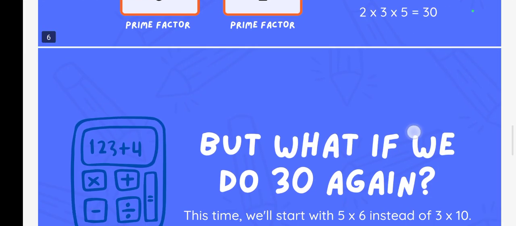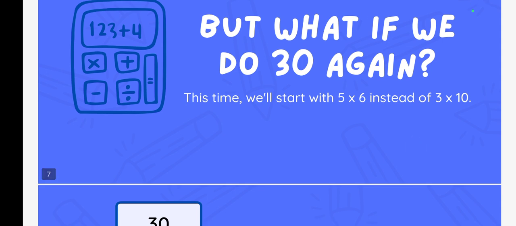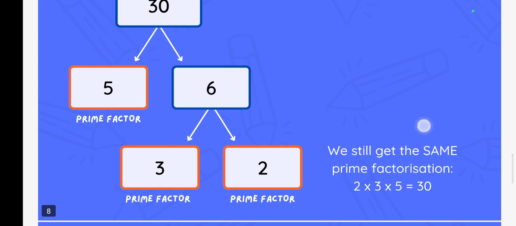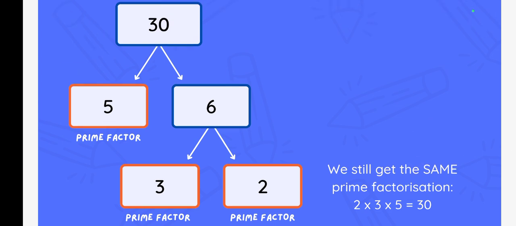But what if you factor 30 as 5 into 6 instead of 3 into 10? Now in 5 into 6 you can see that 5 is already a prime number, so we won't branch it. But 6 is not a prime number, so we will further branch it into prime factors, that is 3 into 2. If you see, in the previous factors, 3 into 10, and here, 5 into 6, the output prime factors are the same, 2 into 3 into 5.